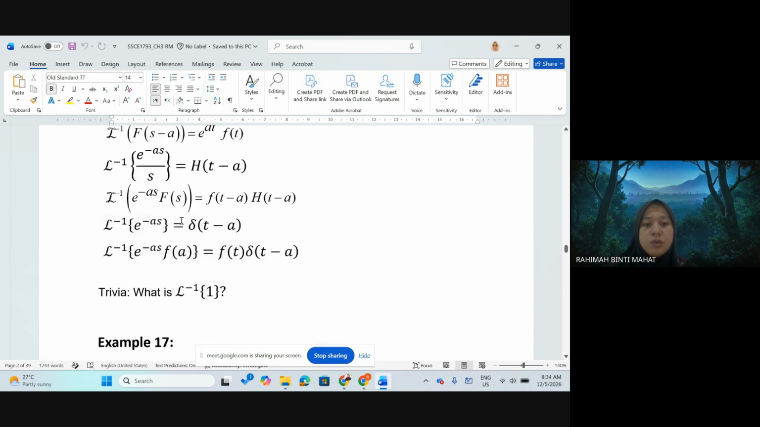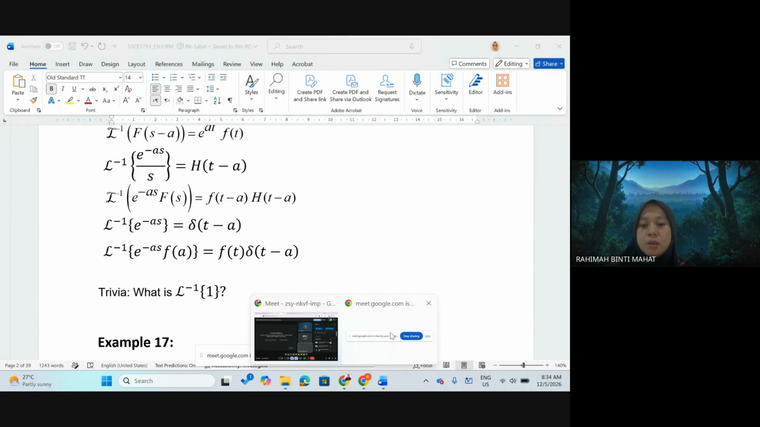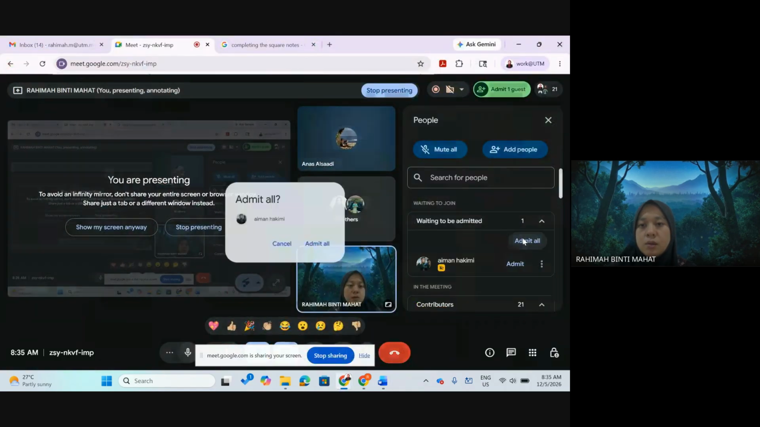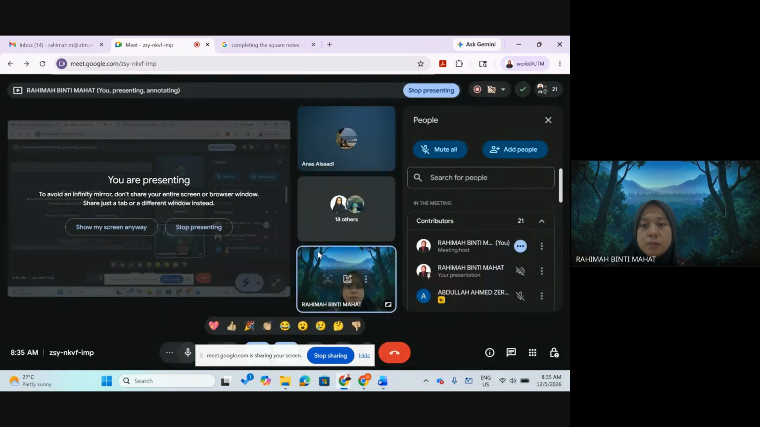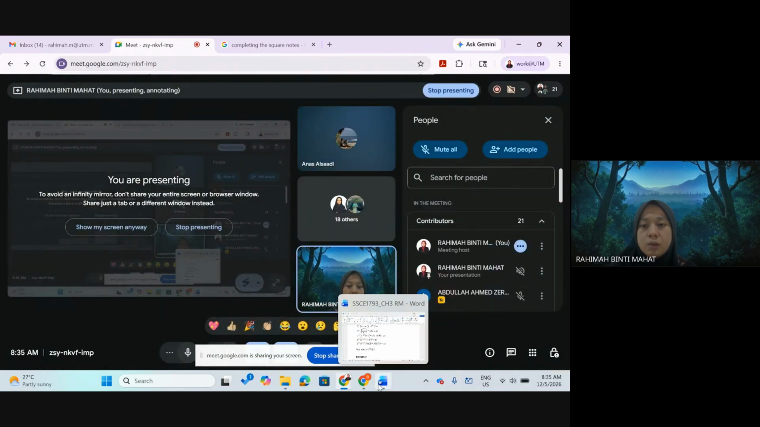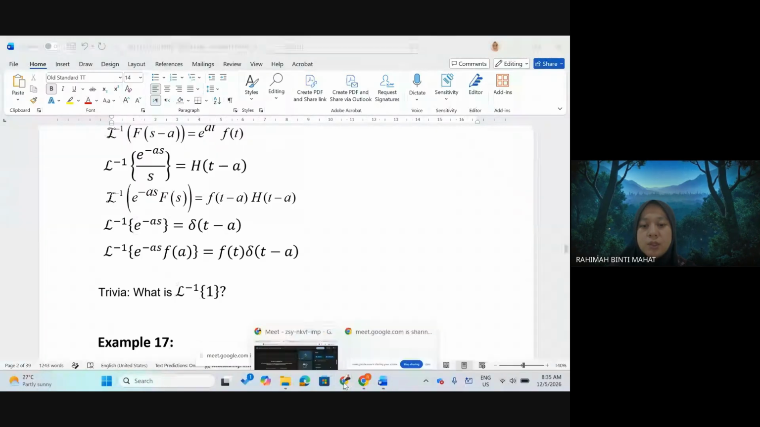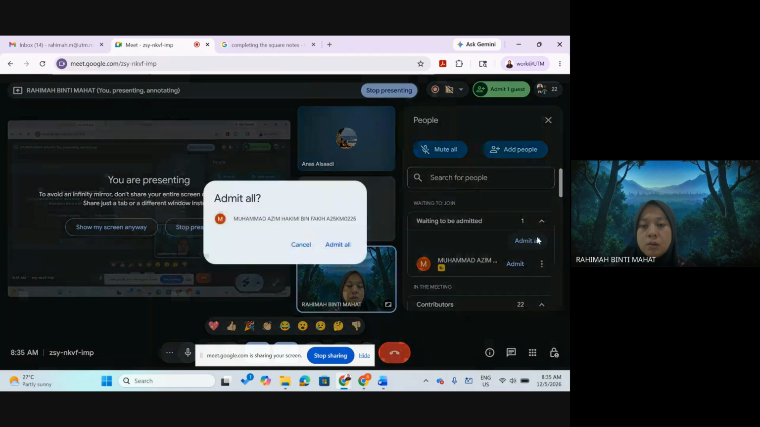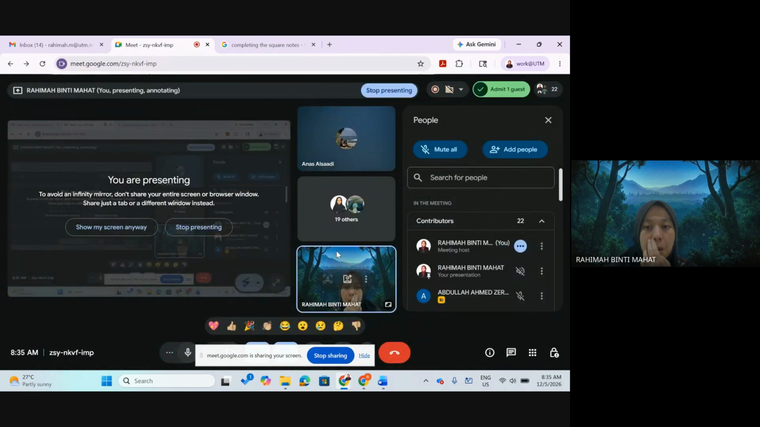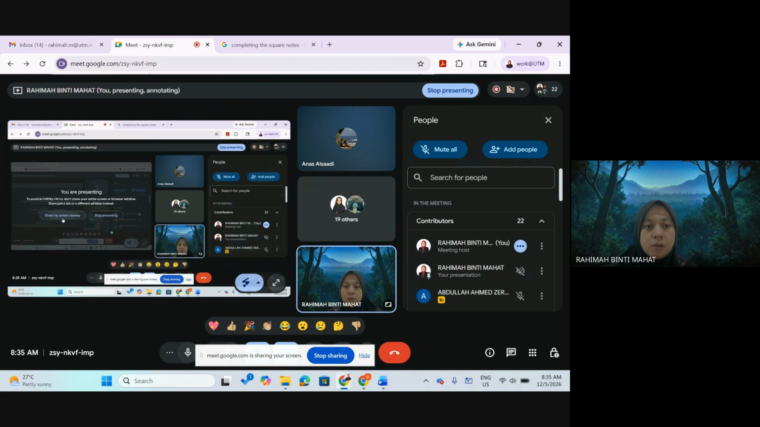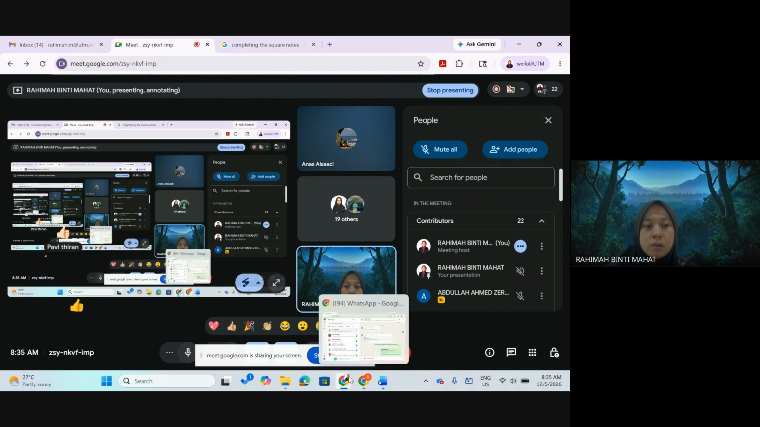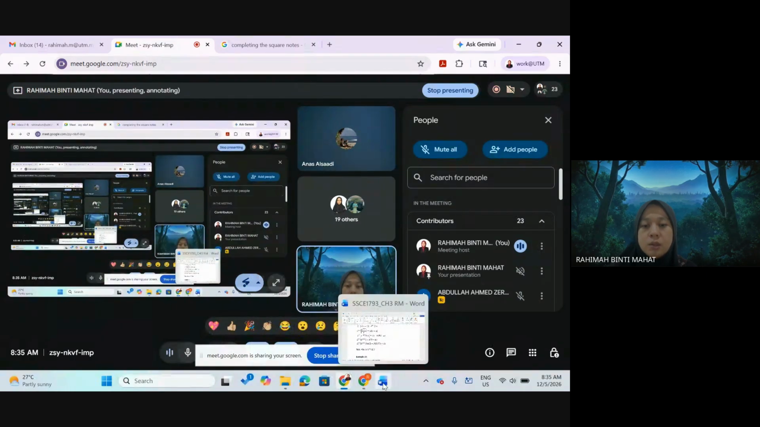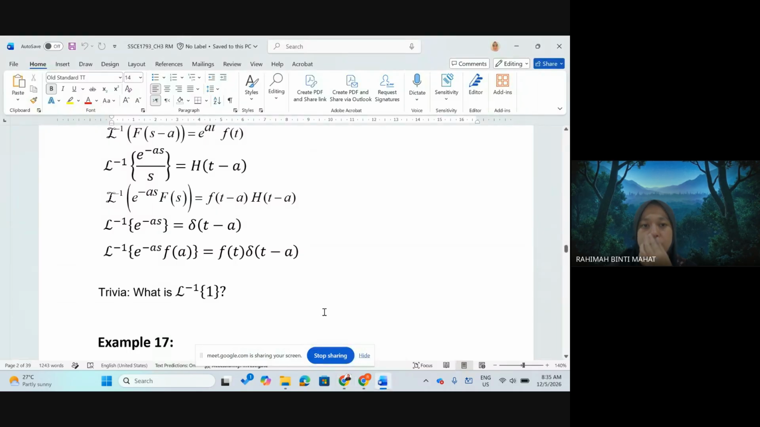So, this one you also need to know what you want to get for the inverse Laplace. Can you see the slide, right? Okay. Actually, this is my first time using Google Meet, so I'm not familiar. Can you see the slide here?